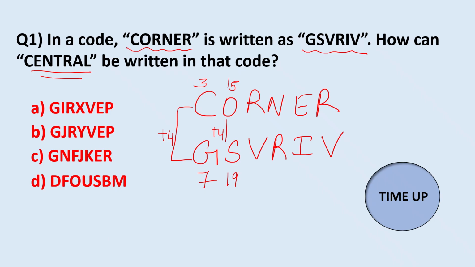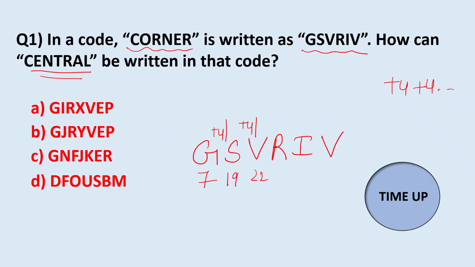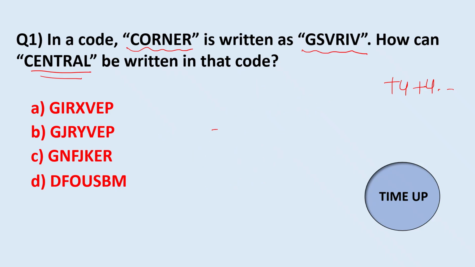3 plus 4 will give you 7, that is C gives you G. 15 plus 4 will give you S, correct? R's position is 18, correct? V's position is 22. So see again plus 4 is done. So what is the logic here? Plus 4 is the logic here. So once you get the logic, you will be able to solve whatever is asked in the question. Okay, that's why it is important to know the place values of each and every alphabet.